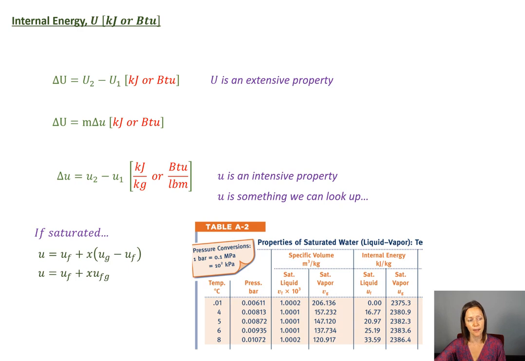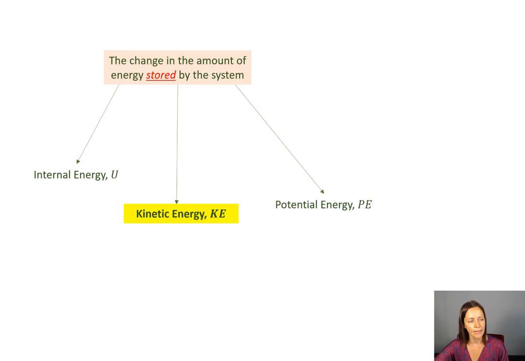And some tables have a column for u sub fg. This table doesn't, but some tables do, so just be aware of that. It's just u sub g minus u sub f. They were nice and did the math for you. Now let's look at kinetic energy.